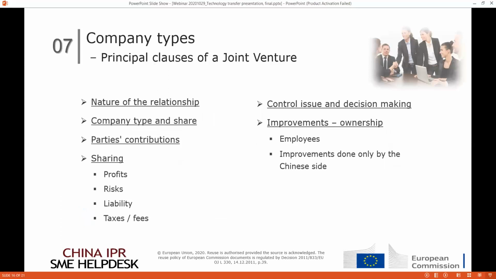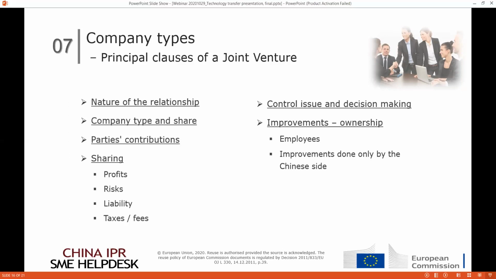What are the principal clauses for a joint venture? First, you have to establish the nature of the relationship, what is the goal and the purpose of the joint venture. And if your company is looking for having some research and development, then this should be included in this clause. You will also have clauses for the company type. This means it is a joint venture. And also the share. I mean, who are the owners? Who are the shareholders? Who is the people behind the company?